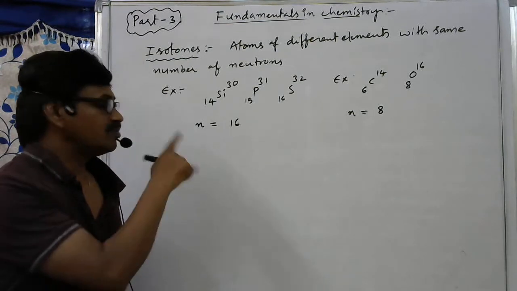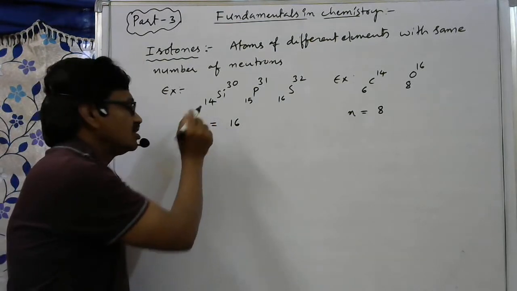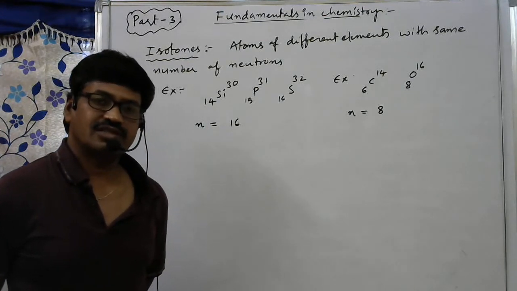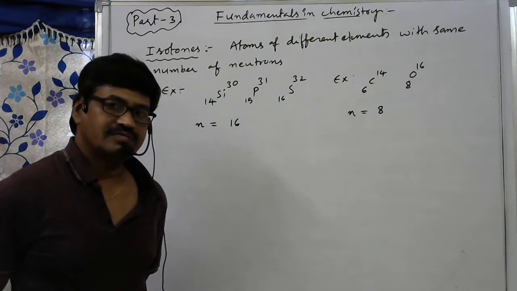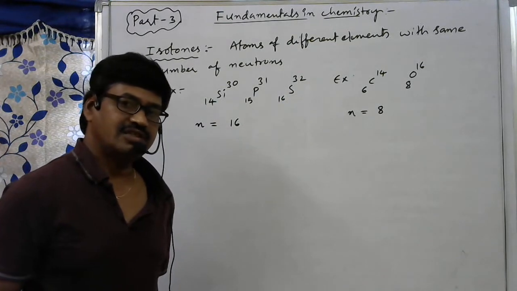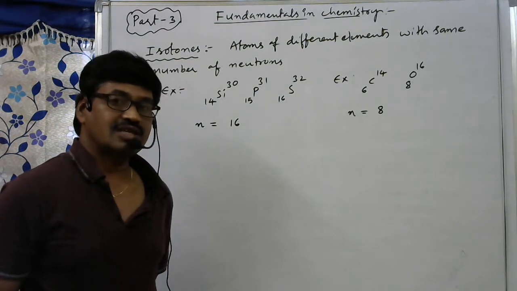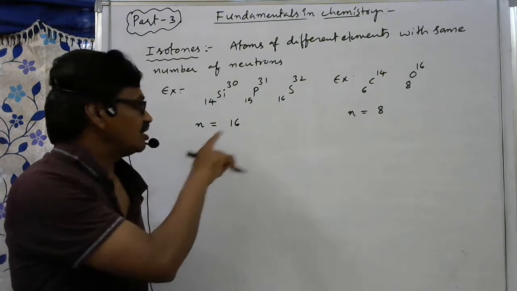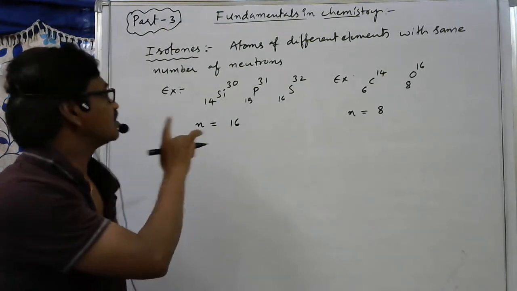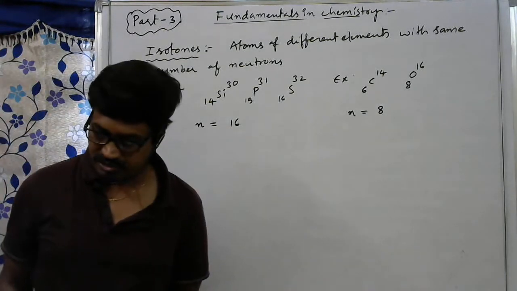See, only the number of neutrons is the same, so the atomic number is different. Atomic number different means the number of electrons and protons are different, and mass numbers are also different. Since the number of electrons is different, their chemical properties are also different. All these are different atoms, so their physical properties are also different. So this much is enough for isotones.